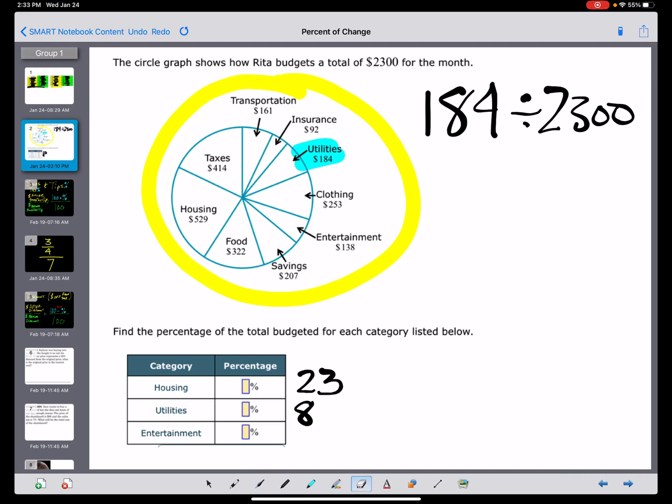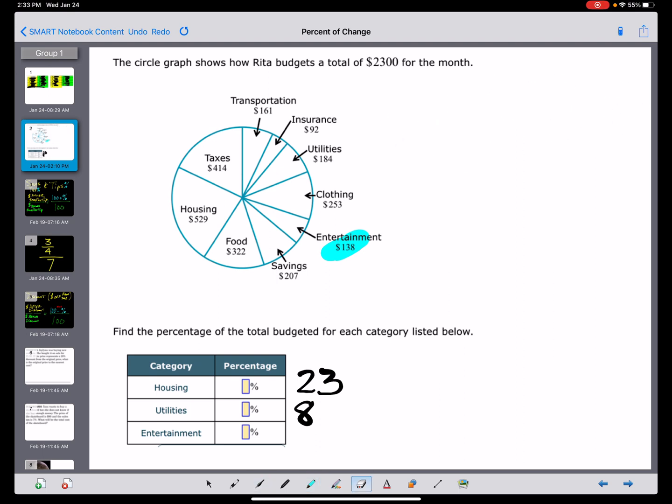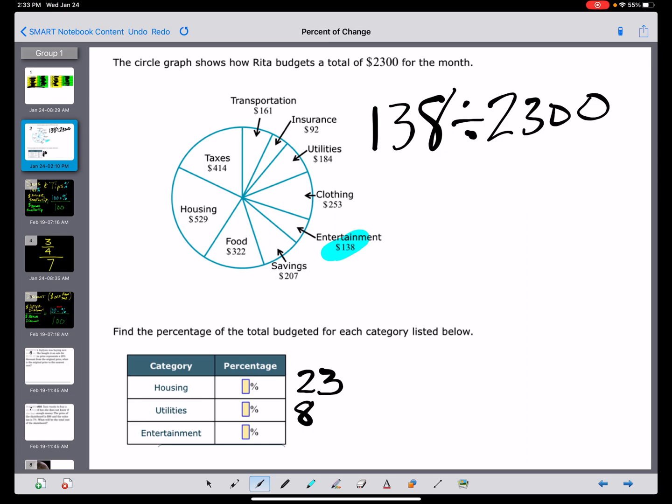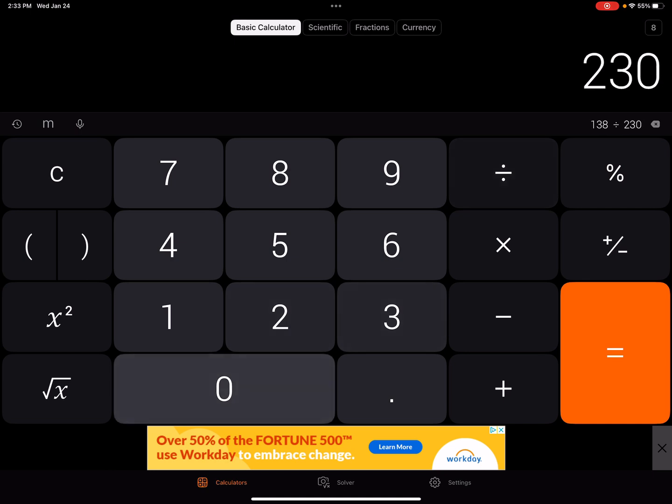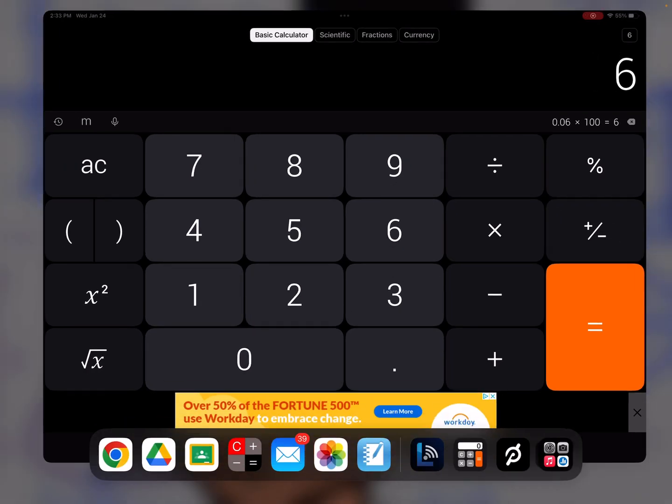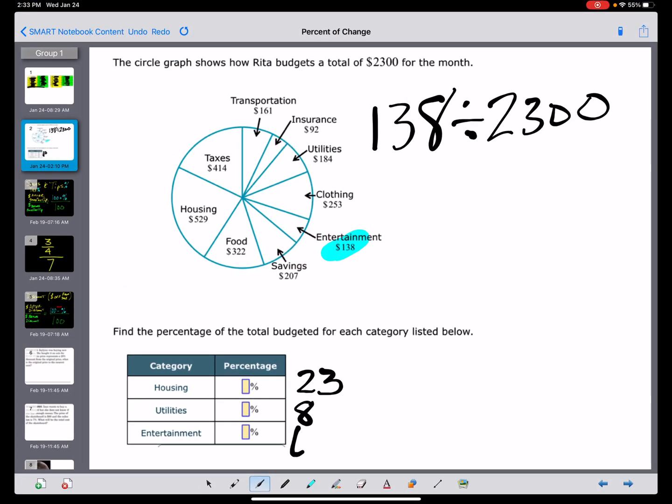Finally, we have entertainment. And so entertainment we find in the pie chart. And that's here, $138. So 138 will be the dividend this time. 138 divided by 2,300. Okay, we go to the calculator. 138 divided by 2,300. We get 0.06. Of course, that's going to be 6 as a percentage when we multiply it by 100. And so our response here is 6.